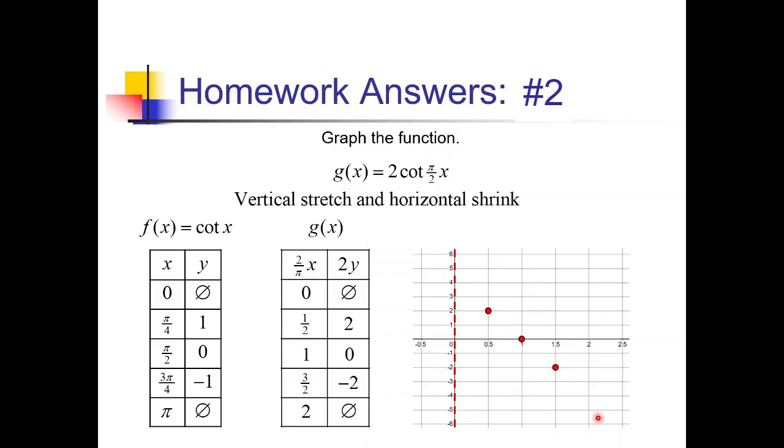And at 2 we have a vertical asymptote that we do need to draw. So I'm just going to approach the asymptotes and go through the points. So here is my cotangent curve, just one period.